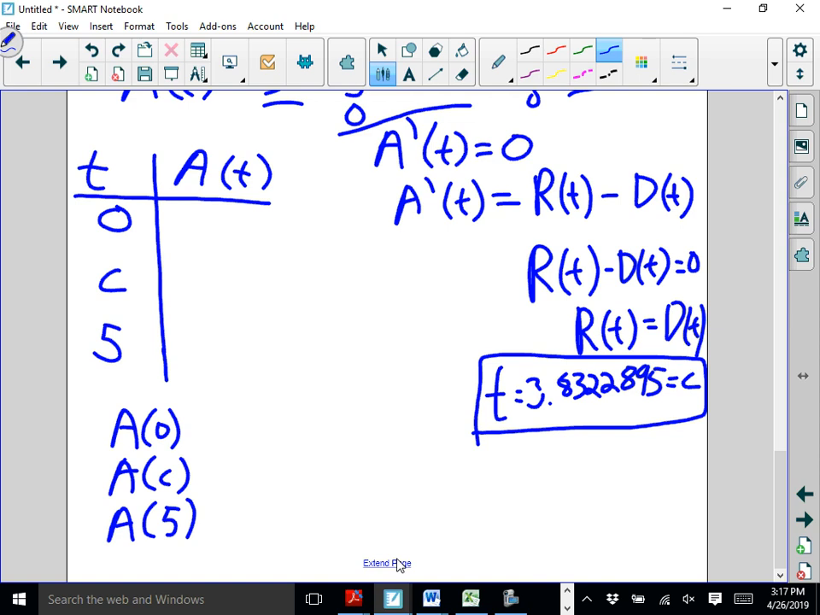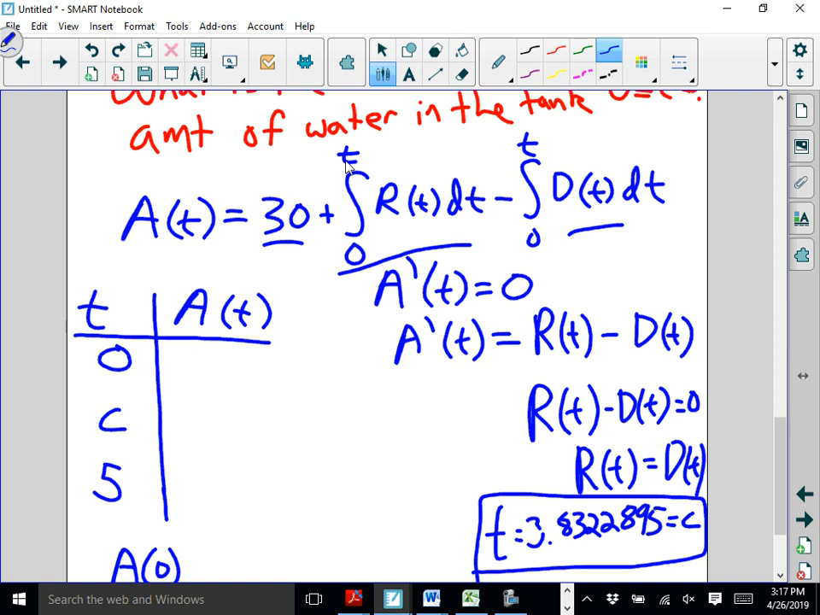A of 0, we should see very simply, is just our initial condition, right? If I put both of these to 0, an integral from a number to itself is always 0. So it's 30 plus 0 minus 0. I get 30 right here. So A of 0 equals 30.